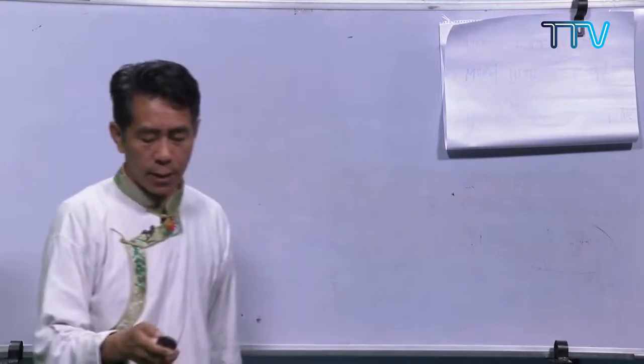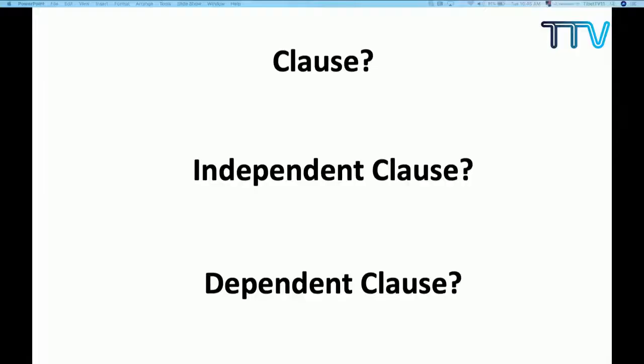Okay, yes. Now back to the slides. Okay, yes, clause. What is a clause? A clause is a group of words which has its own subject and verb. Independent clause. Now you remember what is an independent clause? An independent clause is a clause which does not have to depend on another clause.